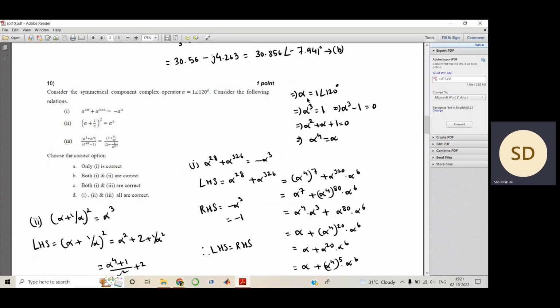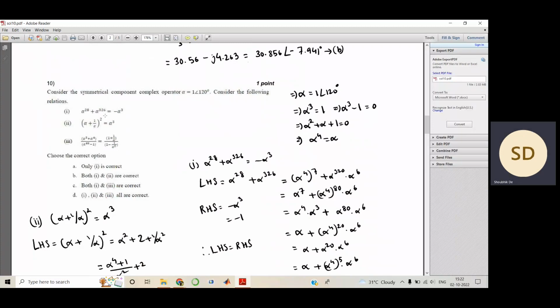Now this alpha, as we know, is 1 at an angle of 120 degrees. So there are some properties basically. So alpha cube would be what? 1 at an angle of 360, right? So it would be 1 only. And alpha cube minus 1 is 0. And also alpha square plus alpha plus 1 is 0. And alpha to the power 4 is alpha. You can check this out. It is like this only. You will be able to prove each of the single properties also.